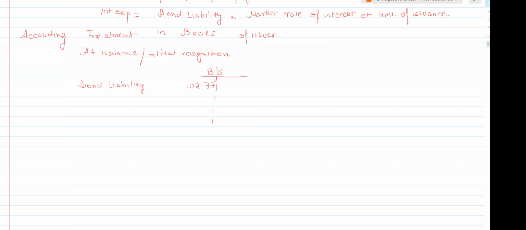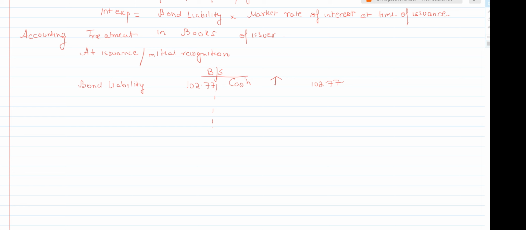And since the issuer receives the issue price from the investors in cash, my cash balance would increase by the amount of my issue price. So the idea is that we will book a bond liability of 102.77, which is basically the issue price of the bond. And since the issuer would be receiving the issue price in cash, the cash balance of the issuer would go up by the amount of issue price.